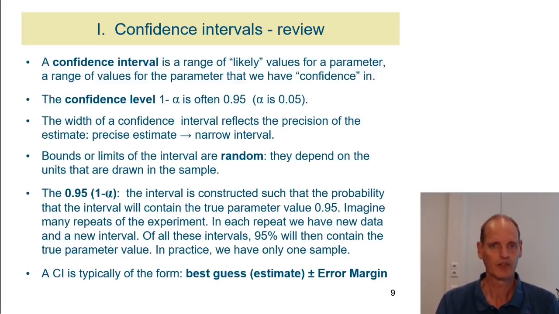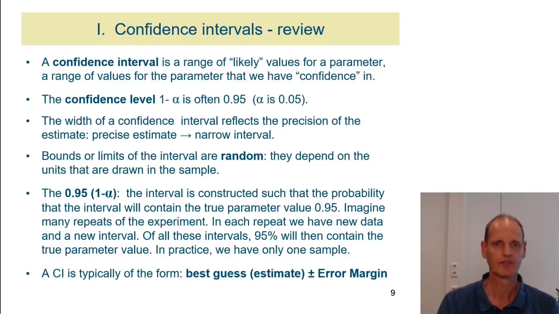The 95% or the 1 minus alpha in general, what does that mean? Well, it says something about the method. The interval is constructed in such a way that the probability that the interval will contain the true parameter value is 95%.